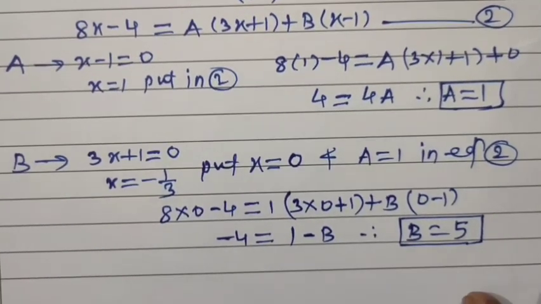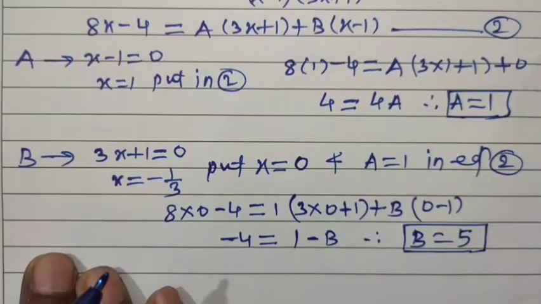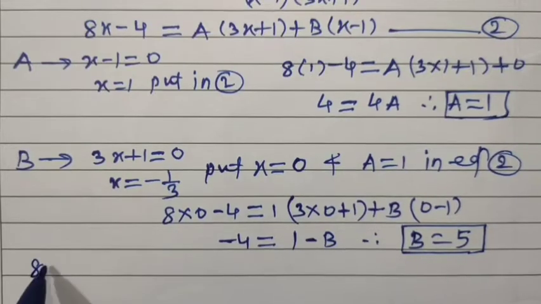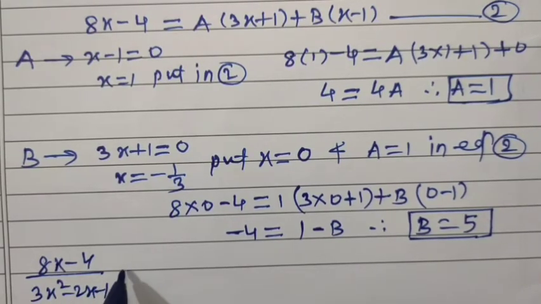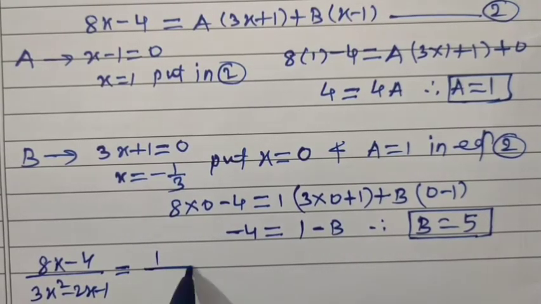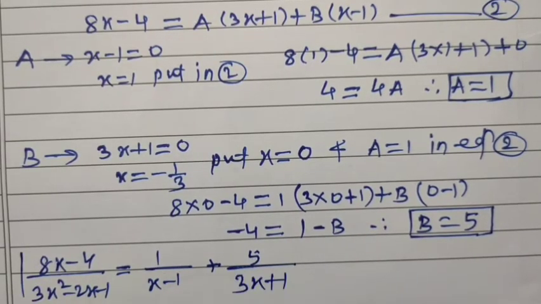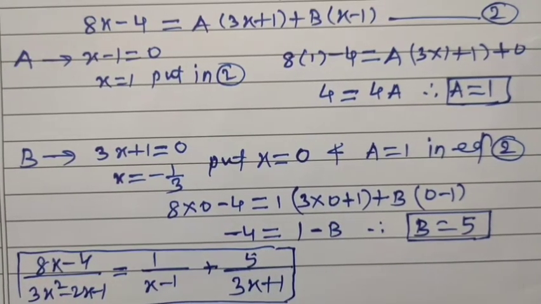And now put the values of a and b in equation 1. Hence partial fractions of given rational function 8x minus 4 divided by 3x square minus 2x minus 1 is equal to a upon x minus 1. A is 1, 1 upon x minus 1 plus b is 5, 5 upon 3x plus 1. Okay, and this is solution of given sum, which is answer.